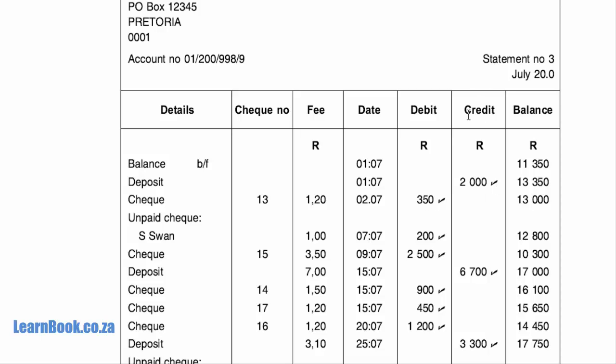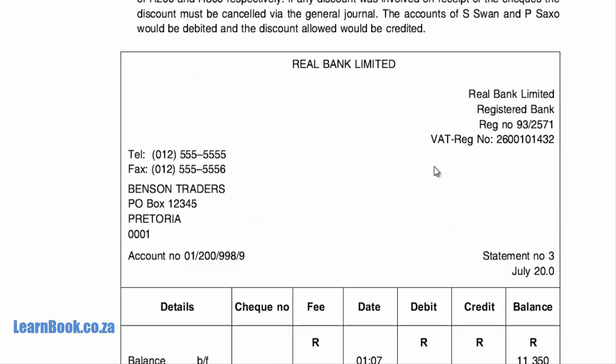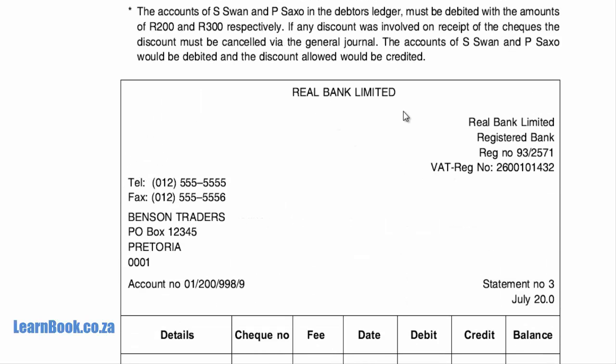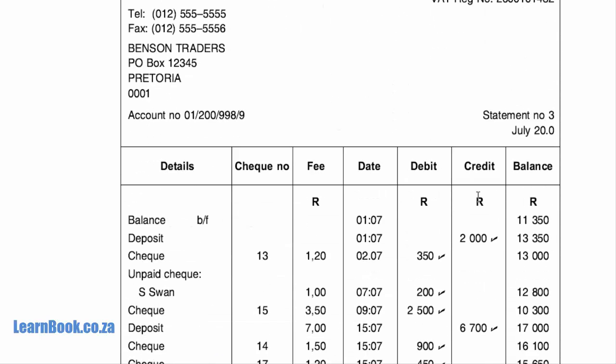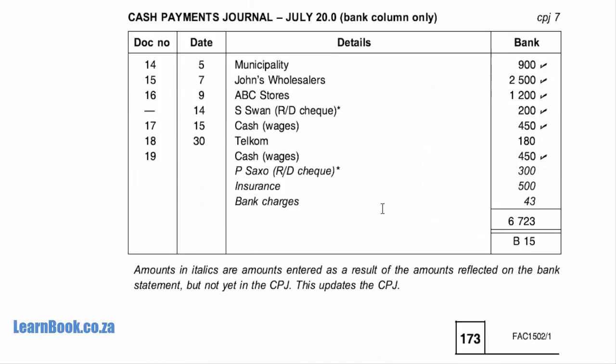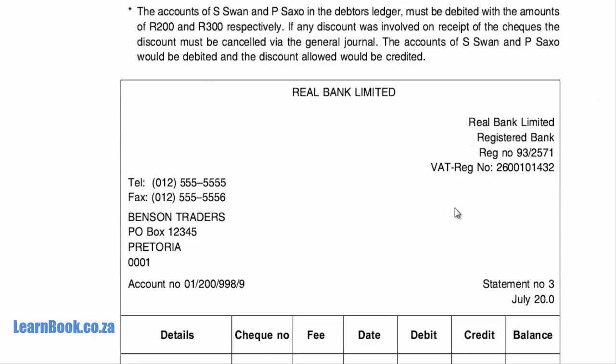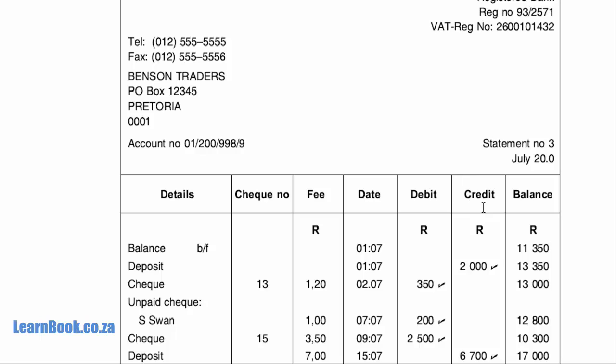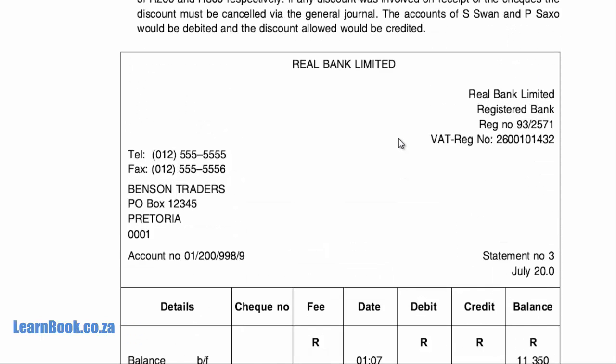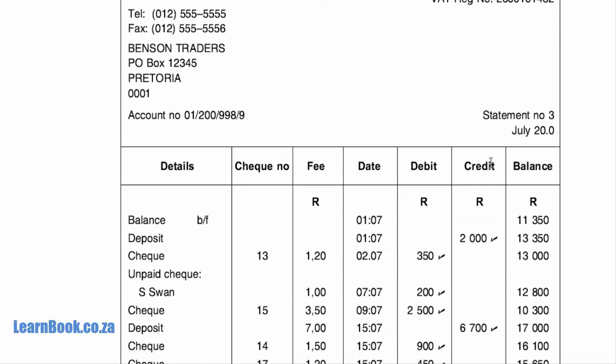The reason for that is because the Real Bank is a business, and they treat our money coming from Benson Traders as a liability. So that is why it is the opposite way around. And this is their statement that the Real Bank is giving to Benson Traders. So that is why it is reflected the other way around.